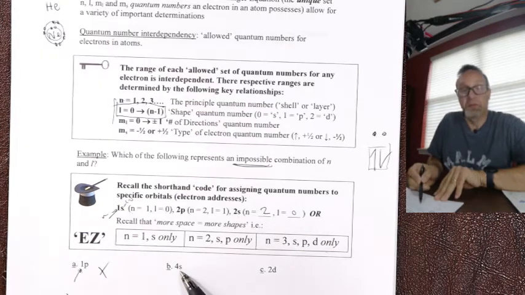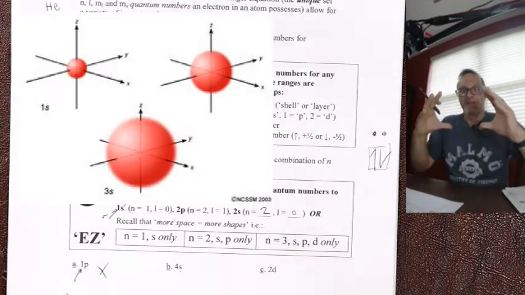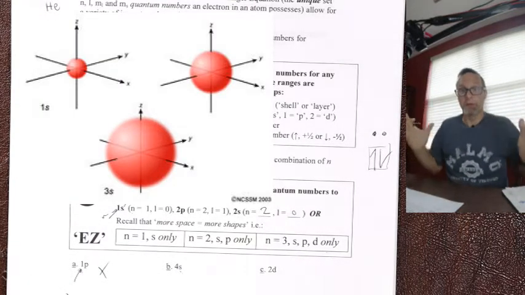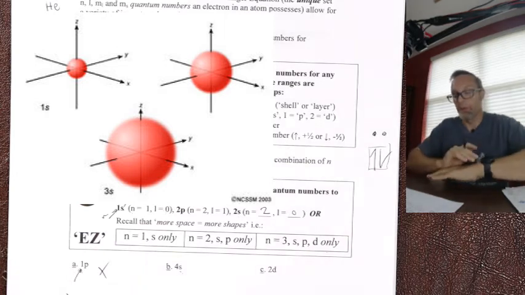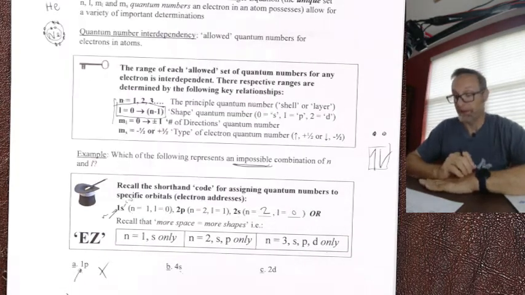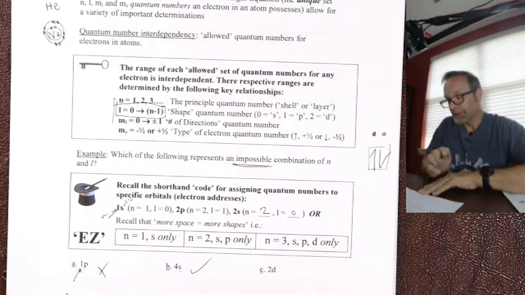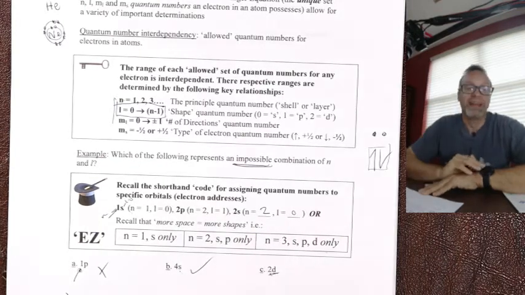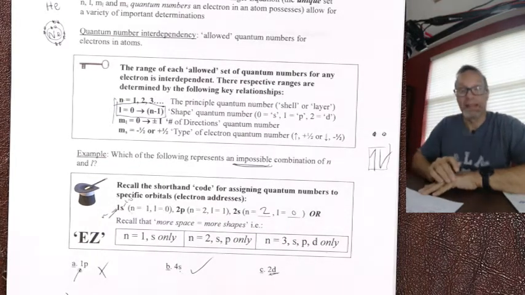Is there such a thing as a 4s? Well, of course, because there's an S in every layer. Remember we talked about the balloon? 1s, 2s, 3s, 4s. It's just a big old sphere. And a balloon or a sphere starts every layer. So that's allowed. 2D or not 2D? That's the question. Can I have a 2D?